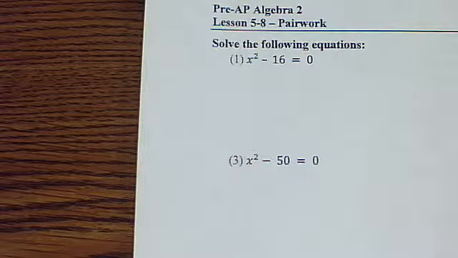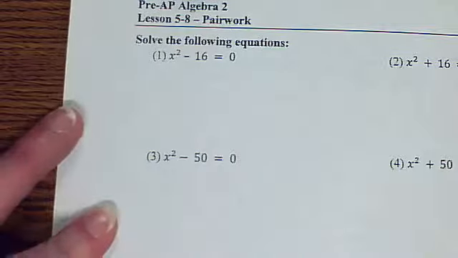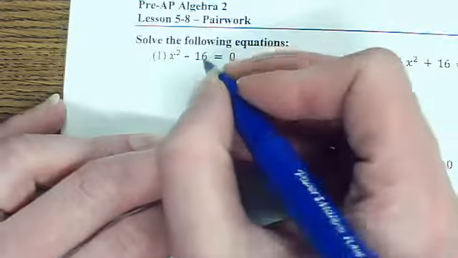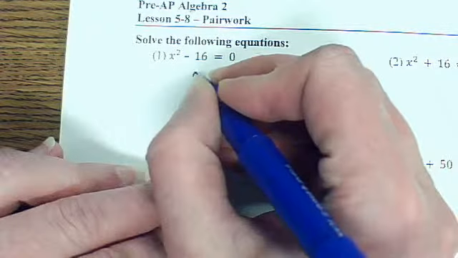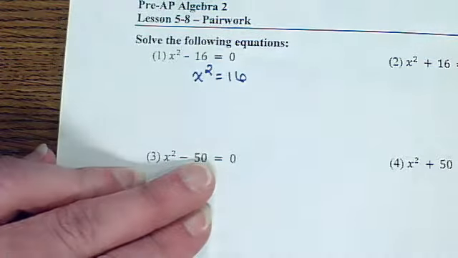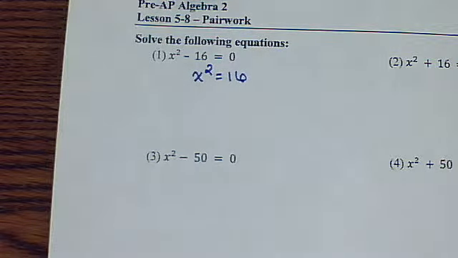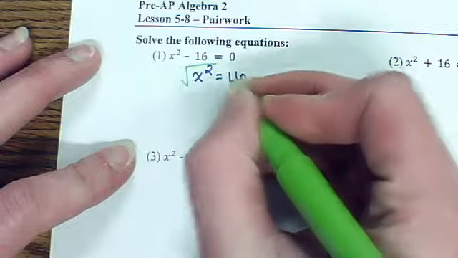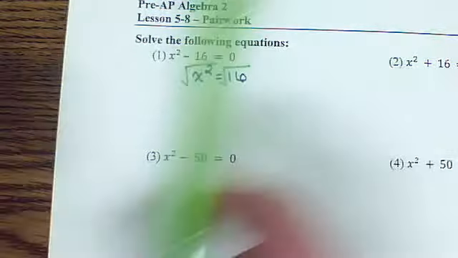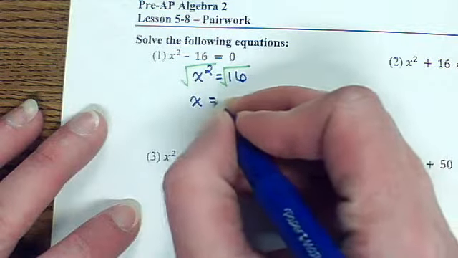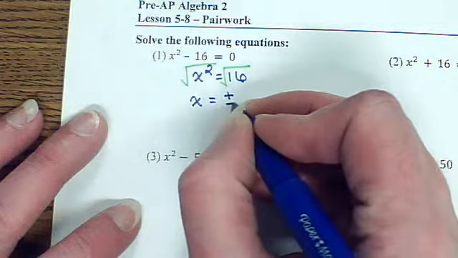Right, in this one we're going to look at solving some equations. Number 1: x squared minus 16. Well, one method is we could add the 16 over here and get x squared equals 16. We could take the square root of both sides. Now, when we take the square root of both sides, there are two possibilities for our answers. We will always have a positive or negative option.